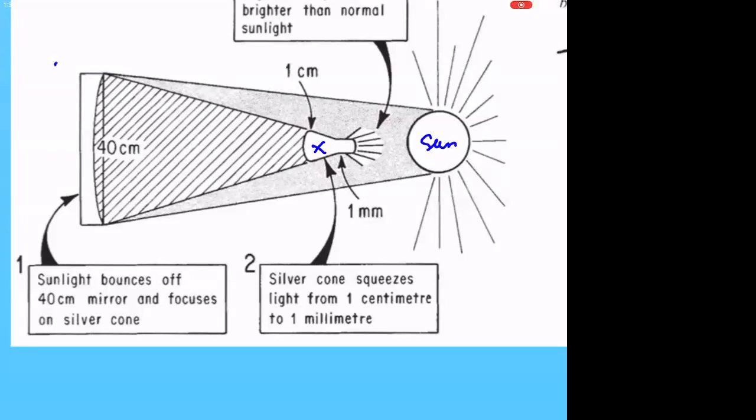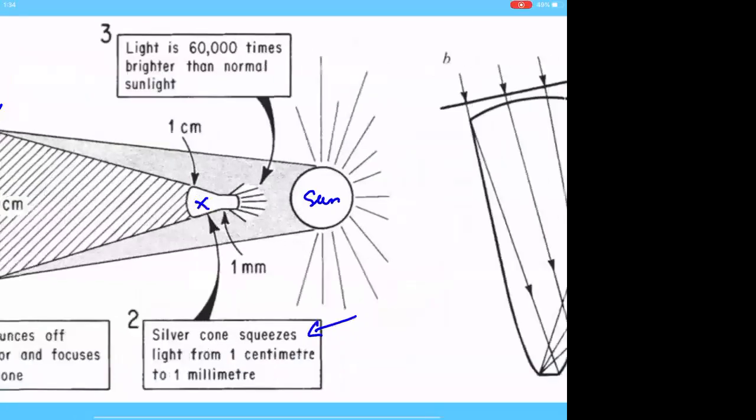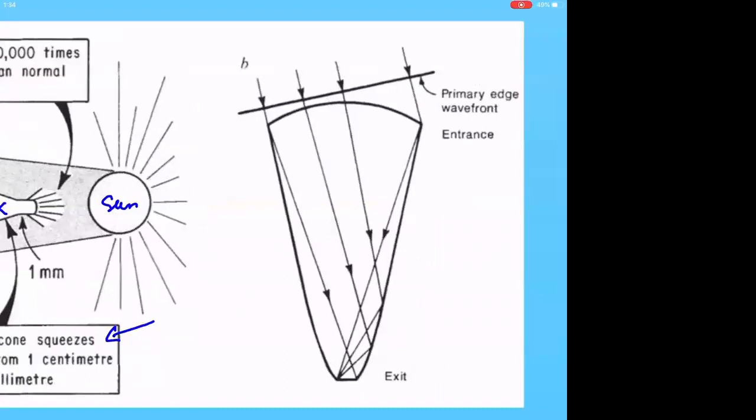This is the mirror. Okay, now the silver cone squeezes light from 1 centimeter to about 1 millimeter. And then the light here is about 60,000 times brighter than normal sunlight. And the silver cone is essentially the CPC. So this is a detail of the silver cone.